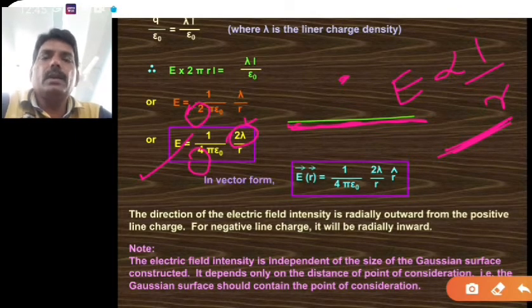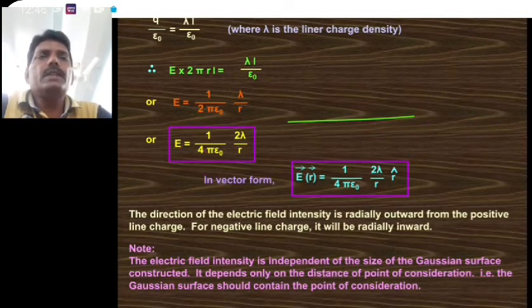You can also recall the electric field intensity due to a dipole, on the equatorial line and on the axial line. What relation did you get for the electric field intensity at these two positions? Here you got the relation E inversely proportional to R. So these things are very important.